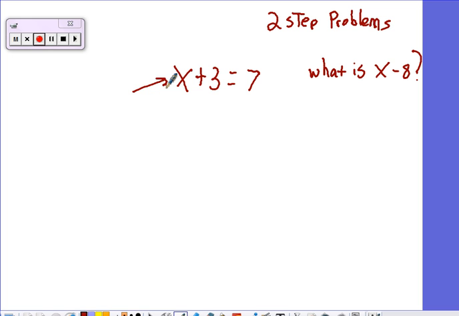So how do we do x plus 3 equals 7? Subtract 3 on both sides. Very good. X equals 4. Now that I know that x equals 4, what is x minus 8? What is 4 minus 8? Negative 4. That's a 2-step problem.